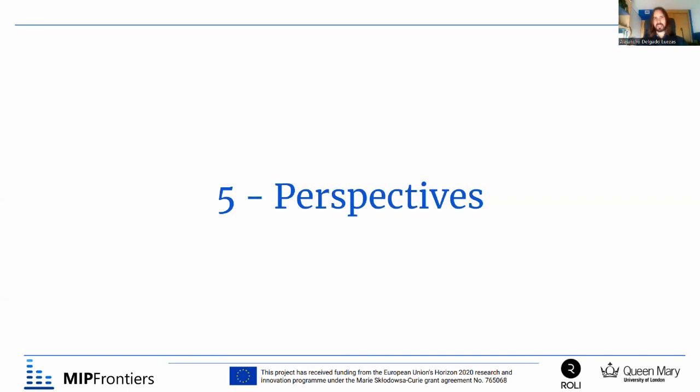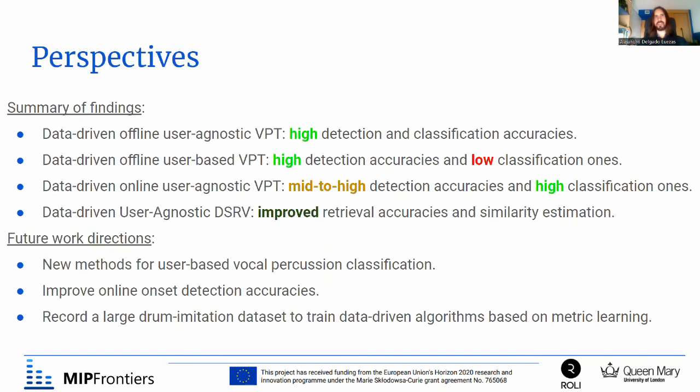And finally, we will share some perspectives about this PhD project, basically summarizing the findings, proposing future work directions, and also summarizing the contributions of this project. Usually we got high detection and classification accuracies. Also, we improved the retrieval accuracies of user-agnostic drum sample retrieval by vocal imitation. But we have two ways of improvement here. We have to search for new methods for user-based vocal percussion classification, which is low at the moment. Not even with feature learning could we bring it up, although we reduced the inference time and also improved the generalizability of the algorithms by reducing overfitting. But still, these results would maybe be highly improved with other strategies.